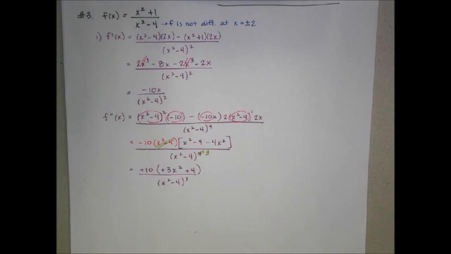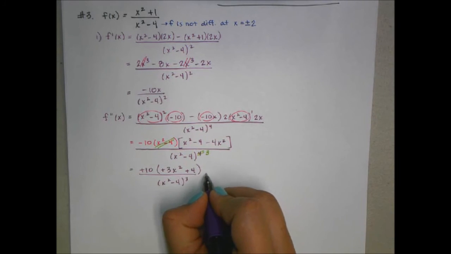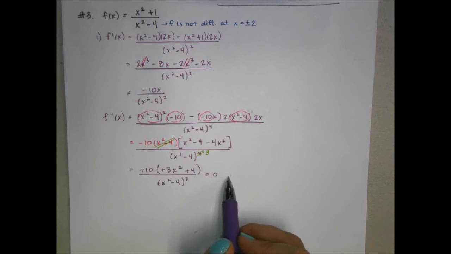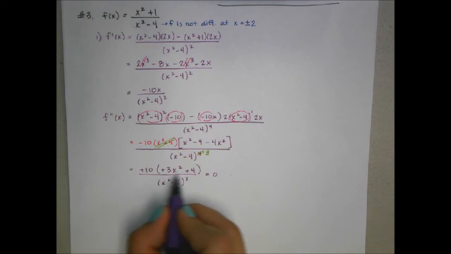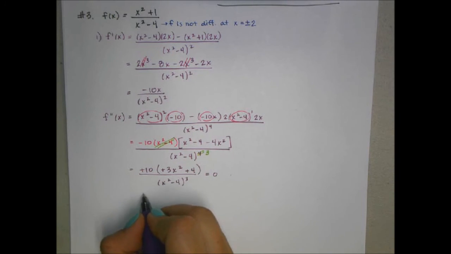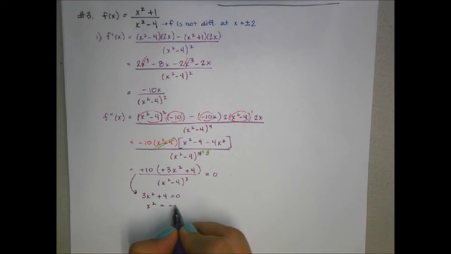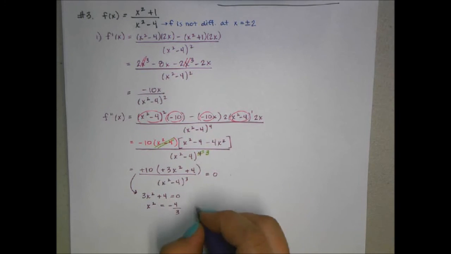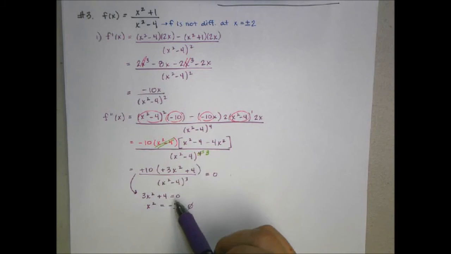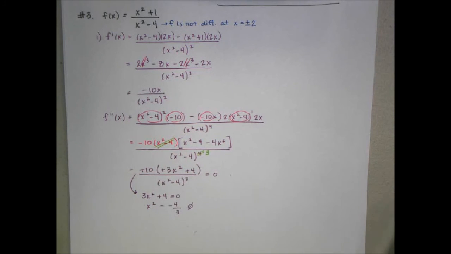Now, once I have my second derivative, we're supposed to set this equal to 0 and solve. And only fractions equal 0 when the numerator is 0. So looking for anywhere where the numerator equals 0, 10 is not going to help. We set 3x squared plus 4 equal to 0. And you'll notice x squared is going to end up being equal to a negative number. That's not going to produce any real values. So we're not going to get any zeros for our second derivative. And that was a lot of work to figure out that my only test values are 2 and negative 2.